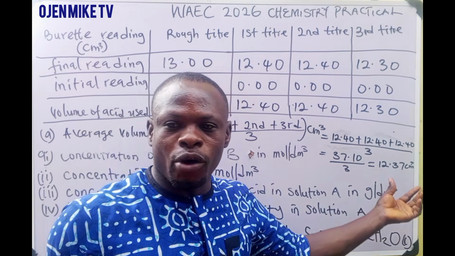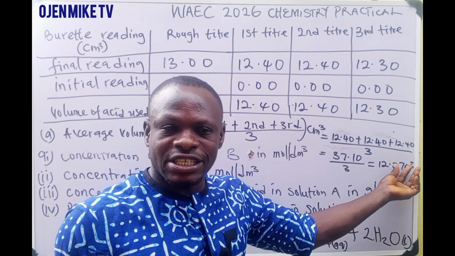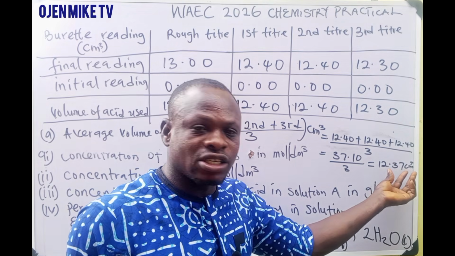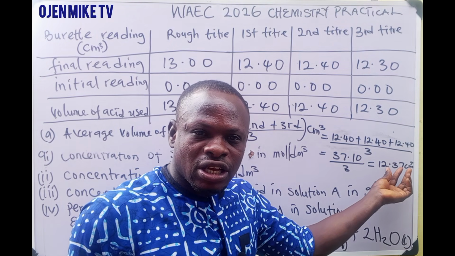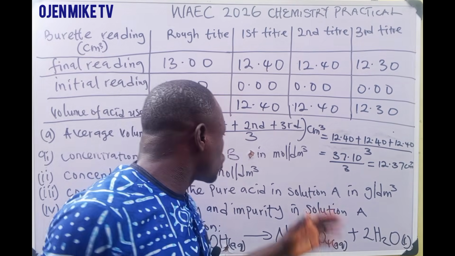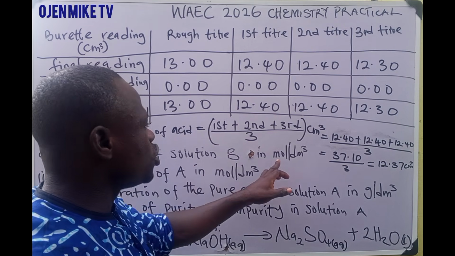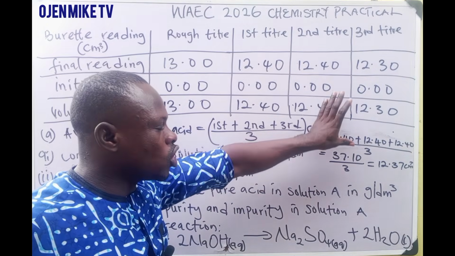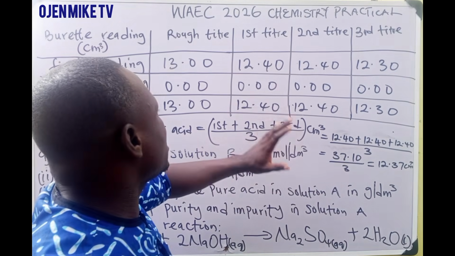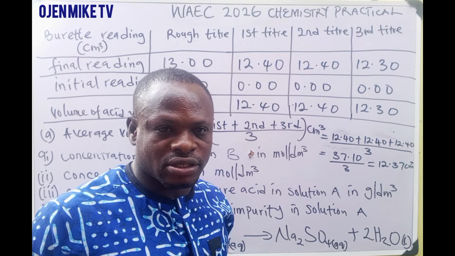So our volume of acid is 12.37. Volume of acid 12.37. Then we now go to the first one, calculating concentration of solution B in moles per dm3. Just take a look at this table while I clean this one to start calculating these parameters.